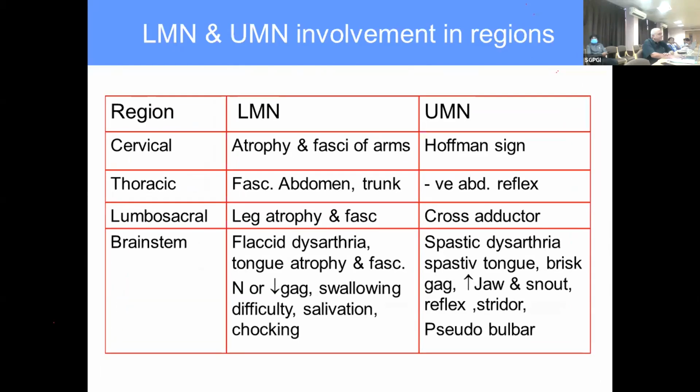And obviously, it is very elementary that there are lower motor and upper motor neuron signs. Lower motor neuron signs are atrophy and fasciculations. In the thoracic region you will have fasciculations in the abdomen and trunk, and in the lumbosacral region you will have leg atrophy and fasciculations, and in the brainstem you have flaccid dysarthria and tongue atrophy and fasciculations. Upper motor neuron signs are known: Hoffman signs, negative abdominal reflexes, crossed adductor signs, and spasticity or spastic tongue, etc. These are mentioned here.